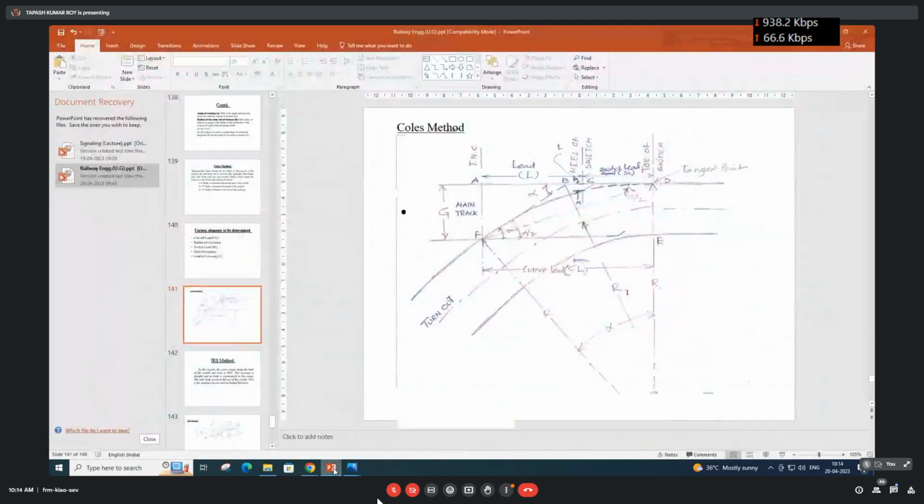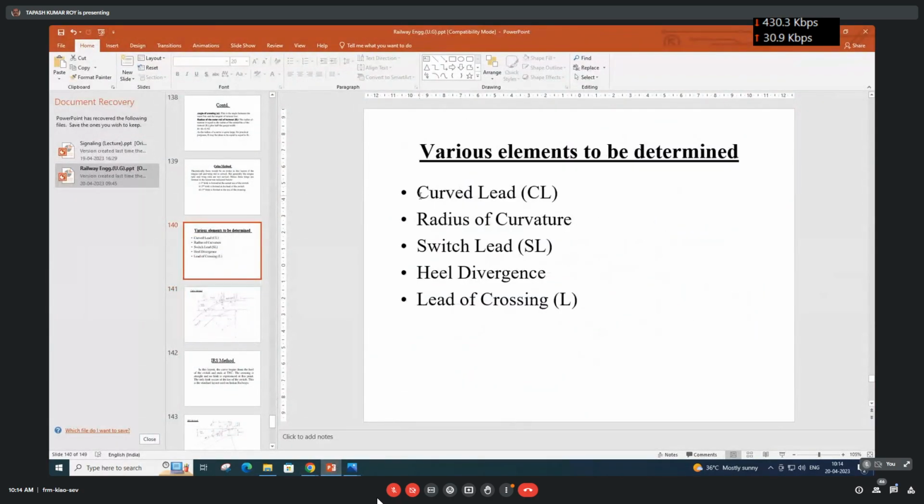So the 5 elements as per the Coles method we have determined: curve lead by following 2 ways, radius of curvature, Swiss lead, heel divergence, and lead of crossing. Is it clear?